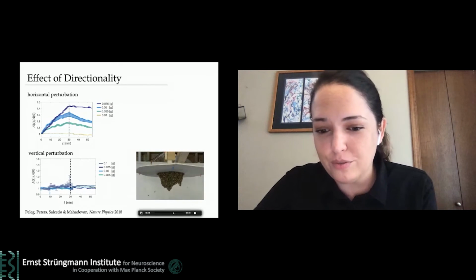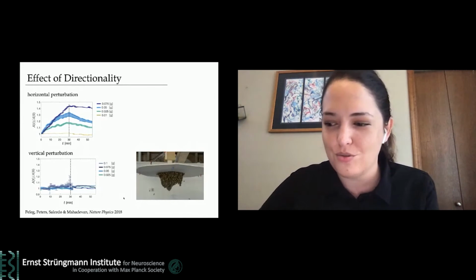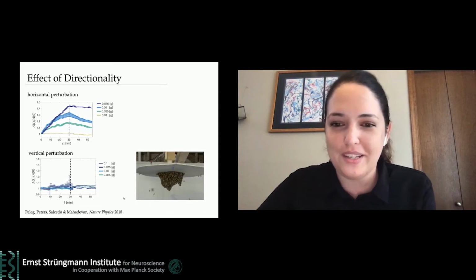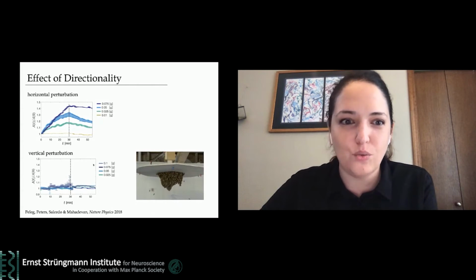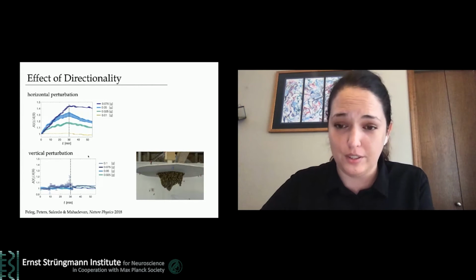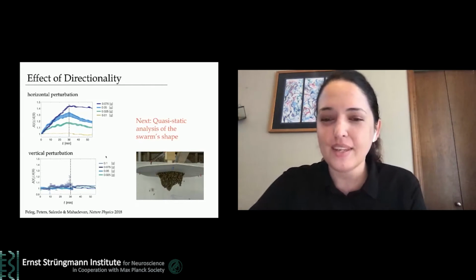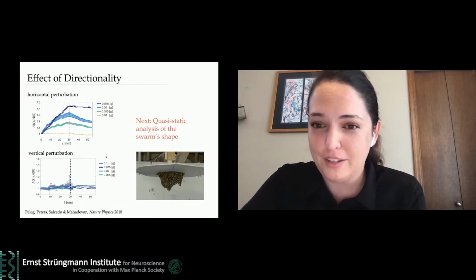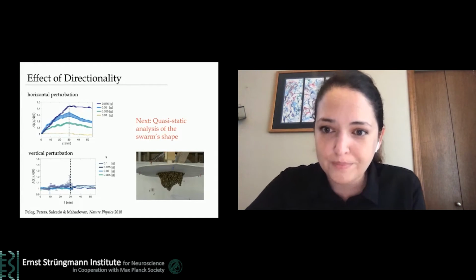We didn't quite focus on these experimental conditions because it takes a long time to get the bees to form the swarm in the first place. But still, it was quite puzzling. Why do the bees respond to horizontal perturbation and not to vertical perturbation? So to try to answer that question, we turned to a mechanical model of the swarm.